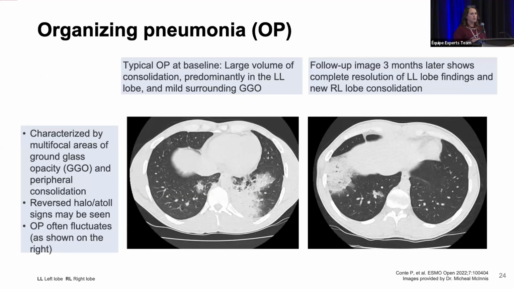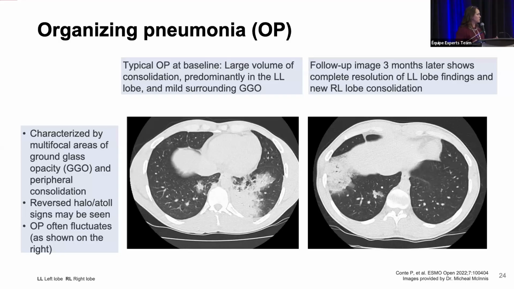So this is what an organizing pneumonia would look like, sort of a dense, consolidative area. There's sort of peripheral ground glass around it. You might see a reverse halo sign there as well. It's usually a larger volume. There may be air bronchograms in it as well. It can actually look like a typical pneumonia, right?